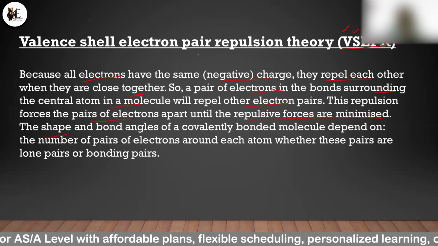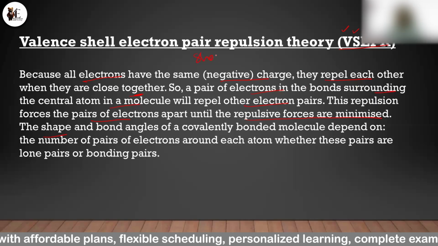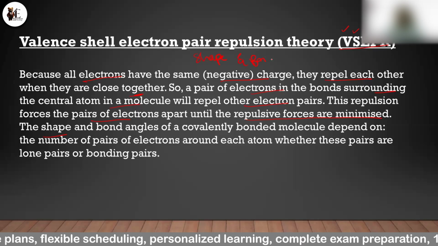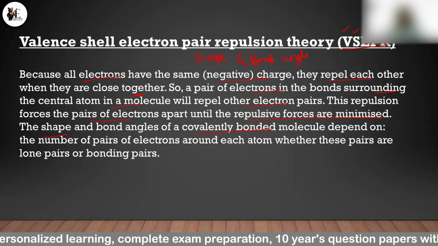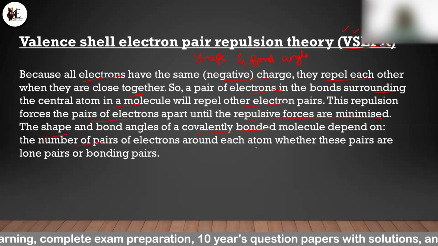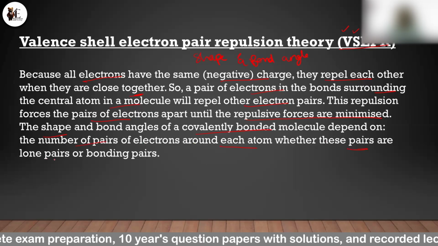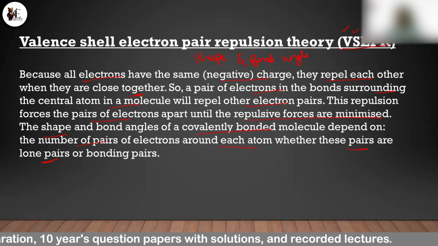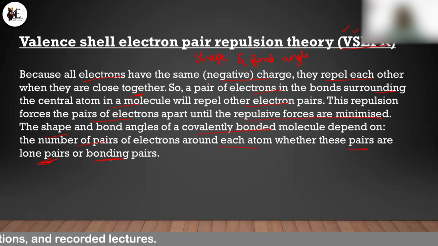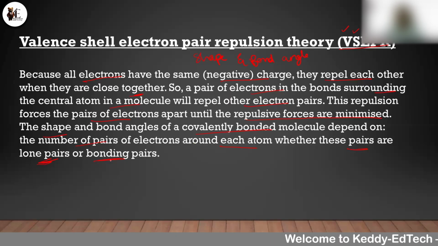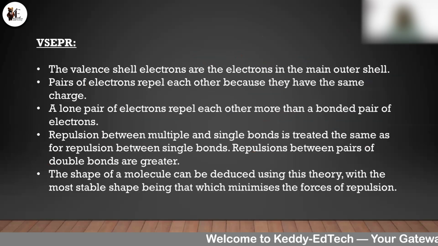Basically this theory tells us about the shape and bond angle of covalently bonded molecules. This is not for ionic molecules, only for covalently bonded molecules. It depends on the number of pairs of electrons around each atom, whether these pairs are lone pairs, which we have already studied as unshared pairs of electrons, or bond pairs, which are shared pairs of electrons. So from this theory, we'll tell the shapes, the bond angle and the geometry of covalently bonded molecules. We place the atoms in such a way that the electron repulsions are minimized. This is the key concept of VSEPR theory.